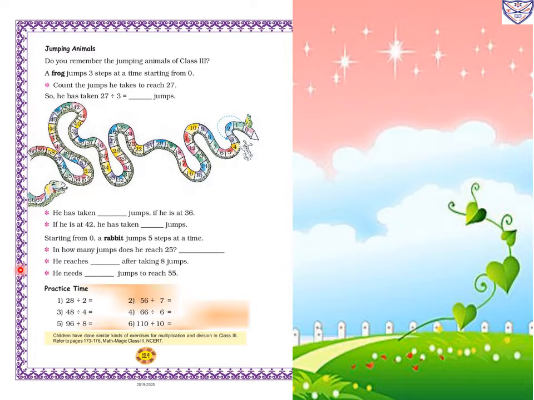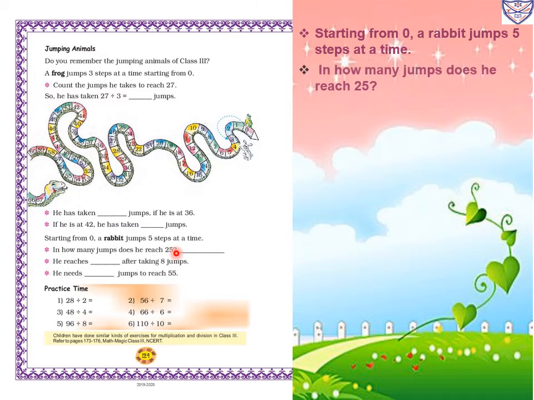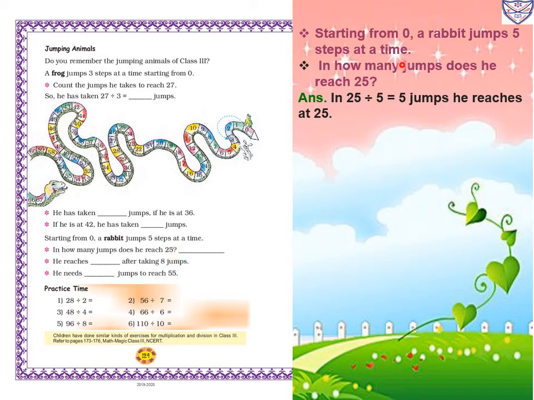Now, starting from 0, a rabbit jumps 5 steps at a time. Like a frog, now the rabbit also jumps 5 steps at a time. So, in how many jumps does he reach 25? What we will do is divide 25 by 5. In the 5 table, when will 25 come? Yes, 5 fives are 25. So in 5 jumps the rabbit will reach 25.